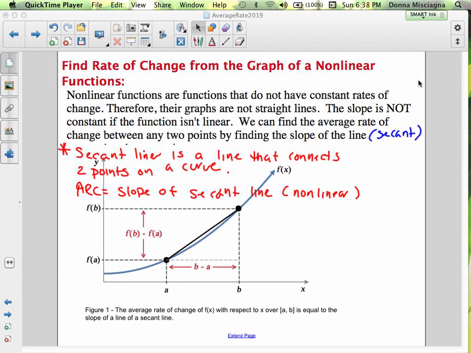And specifically, this is the slope of the secant line. So if you remember from geometry, a secant line is a line that connects 2 points on a curve. Right? So if we have a curve and we connect 2 points, that's a secant line. We can find the slope of a line, and the slope of the secant line is the exact same thing as average rate of change. So average rate of change equals slope of the secant line for nonlinear functions.